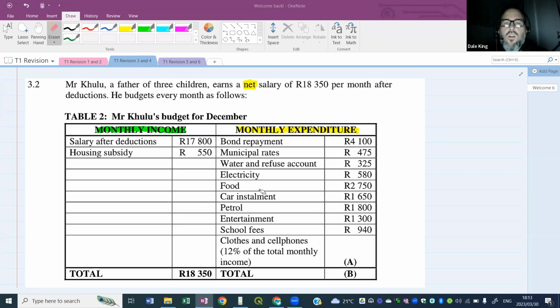All right, what is this car installment? Can anyone tell me what is car installment? Put it in chat there if you know what a car installment is. I'm going to move on to petrol. For obviously, if he's got a car, he's going to need petrol for the car.